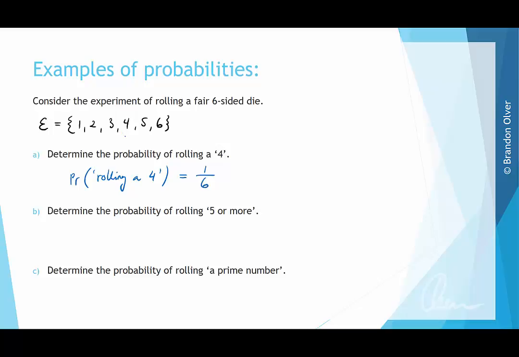For part B, if we determine the probability of rolling a 5 or more, it is going to be equal to 2 events satisfying that, 5 and 6, out of a total of 6, which is going to equal 1/3.